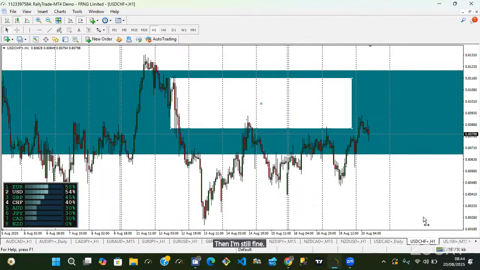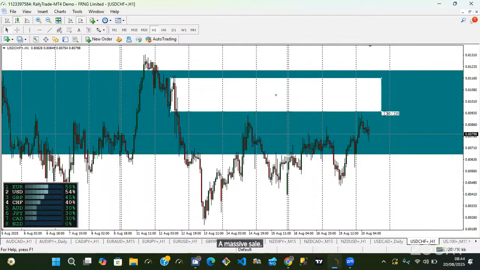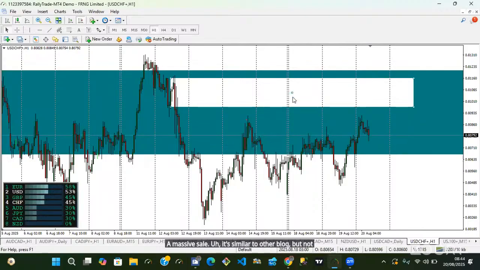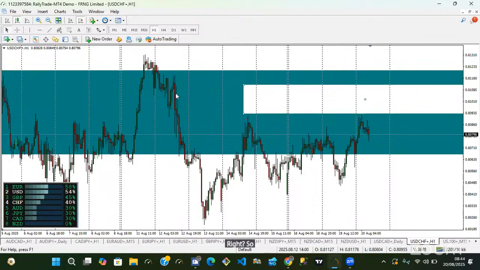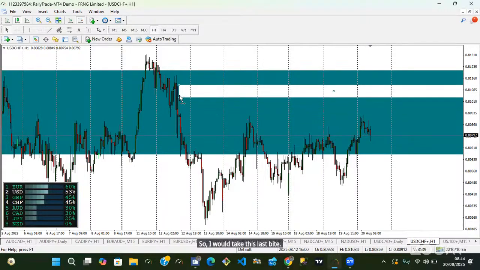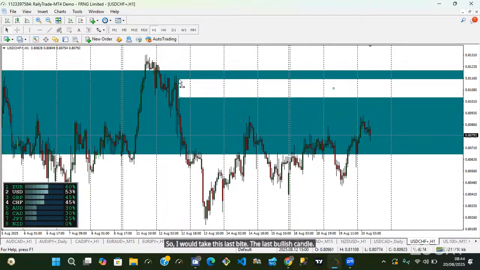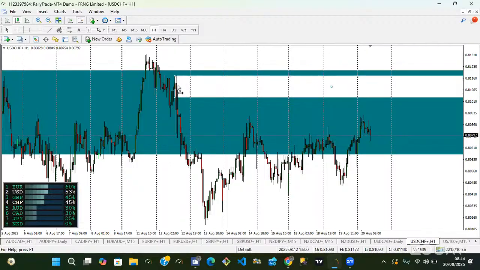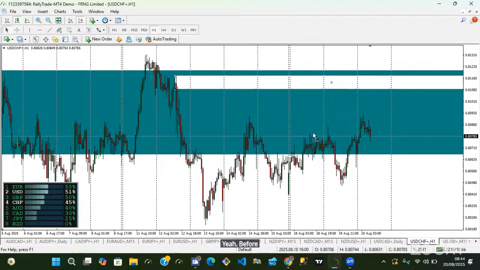The supply area, mind you, is the last buy before a massive sell. It's similar to an order block, but not exactly, right? So the last buy before a massive sell, you can see it's massive sells, right? So I would take this last buy, the last bullish candle, before the sell.